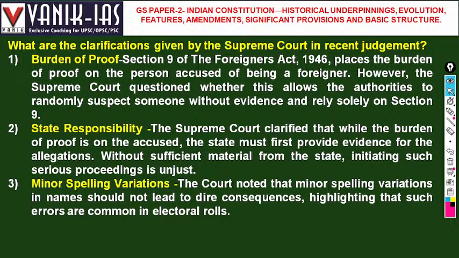Then the state's responsibility: the Supreme Court clarified that when the burden of proof is on the accused, the state must first provide evidence for the allegation that he is a foreigner. Without sufficient material from the state, initiating such serious proceedings is unjust. On minor spelling variations, the court noted that they should not lead to dire consequences, highlighting that such errors are common in electoral rolls.